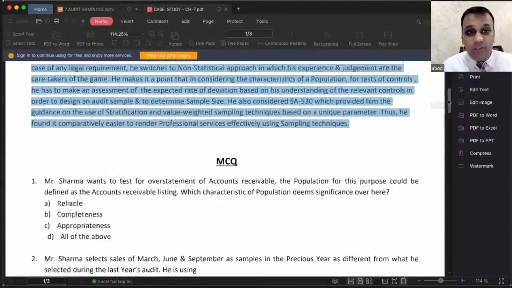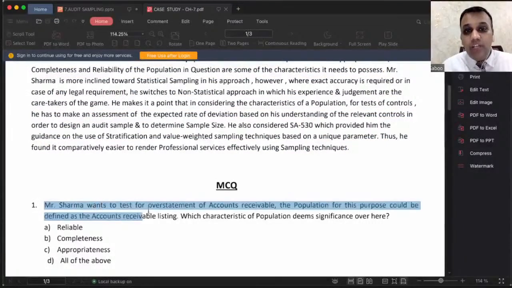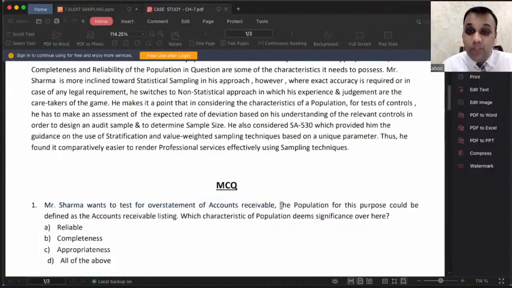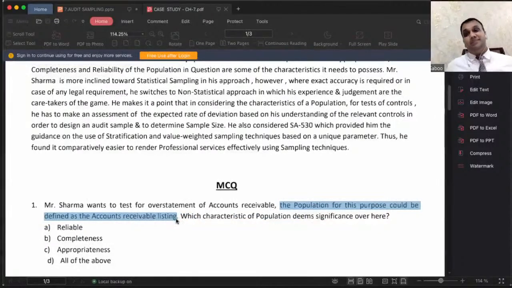Now let us come to the question. First question. Mr. Sharma wants to test for overstatement of accounts receivable. So he wants to derive a sample to apply SA 530 audit sampling. The population from where he can draw this sample for this purpose could be defined as accounts receivable listing. So he's telling you that he wants to test for overstatement of accounts receivable, and the population for this purpose could be defined as the accounts receivable listing. The population is also given and characteristic is also given.